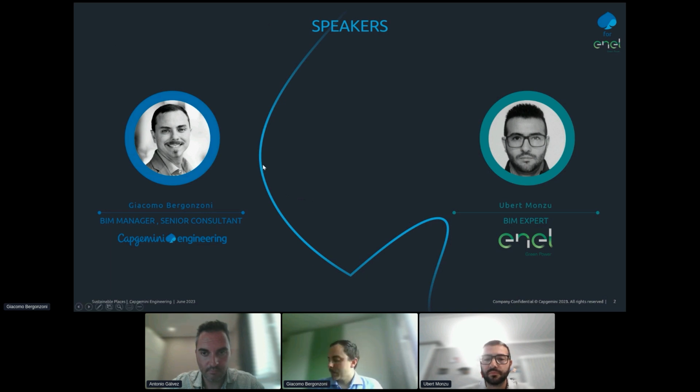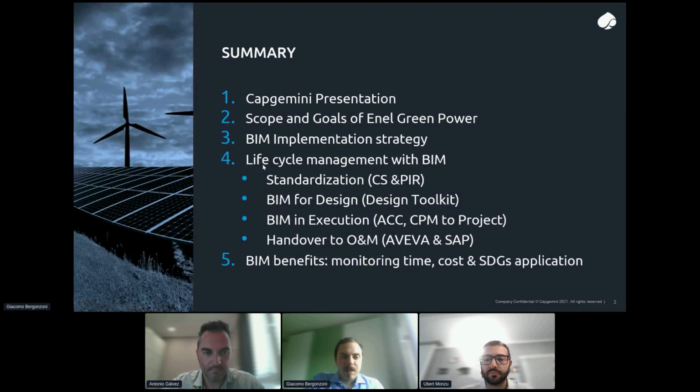The presentation begins with an introduction of the project and in general of Capgemini and Enel Green Power, and the scope and goal of Enel Green Power for the implementation strategies and life cycle management with BIM. Starting with standardization, BIM for design, BIM in execution, and on to operation and maintenance. In the end, we will show you the BIM benefits, so how to define KPIs and monitor time, cost, and SDGs application on a BIM project.